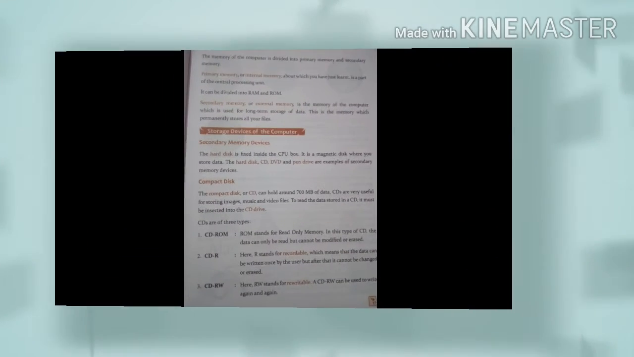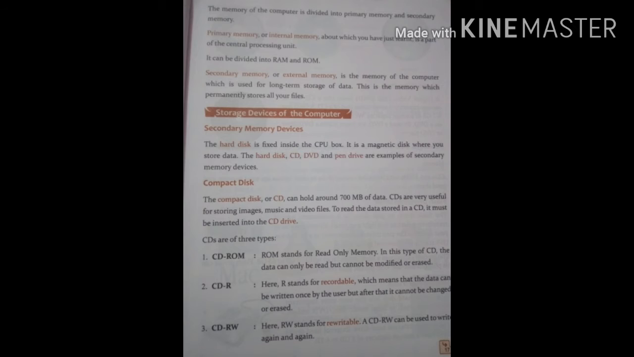Compact disk. A CD can hold around 700 MB of data. CDs are very useful for storing images, music, and video files. To read the data stored on a CD, it must be inserted into the CD drive.